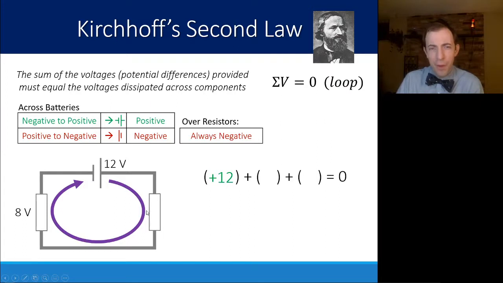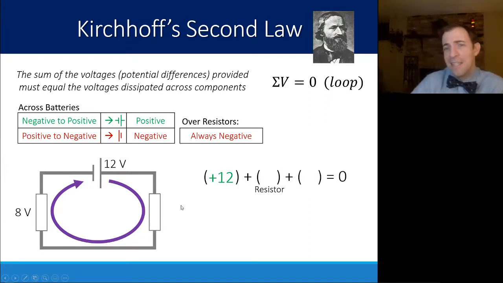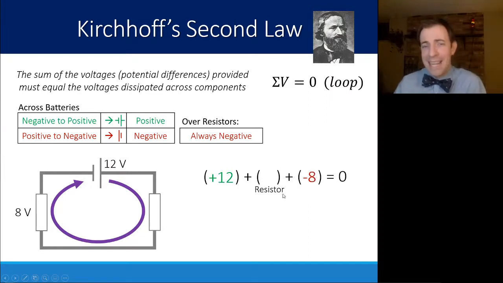Then we flow across this resistor. We don't know how much voltage that resistor uses just yet, so we're just going to say resistor. And then across this resistor here, we measured that was an 8 volt dissipation, so we say minus 8. So this resistor then has to be whatever it needs to be to equal 0 in the end, and of course that's a negative 4.